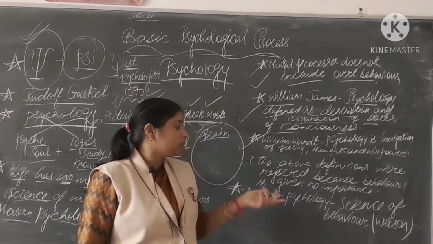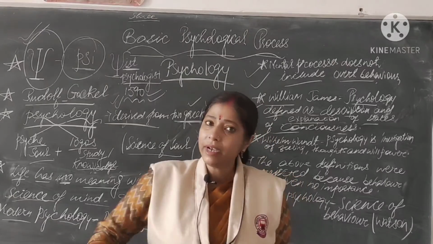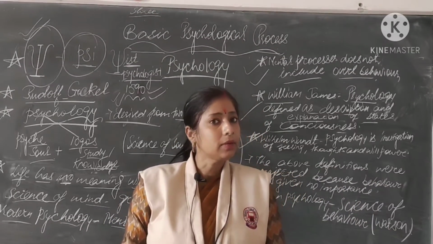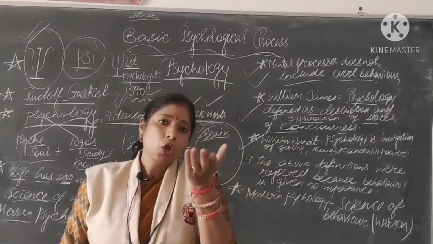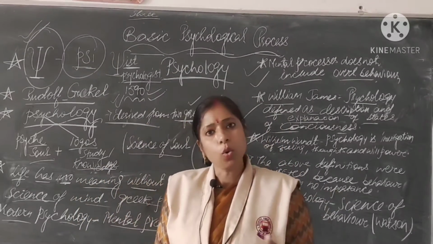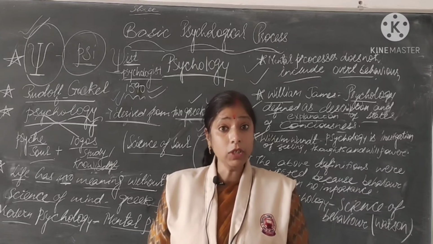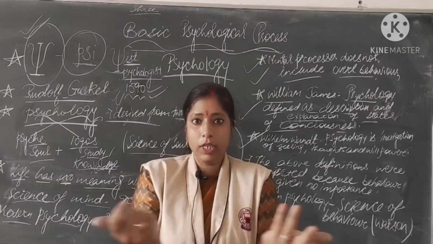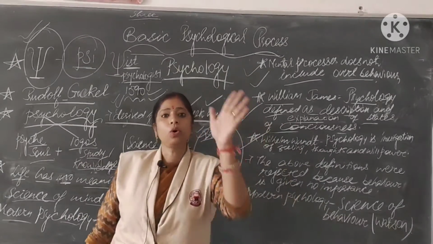Then modern psychology, the science of behavior, by Watson. But that definition was also rejected. Why? Because over here only human beings were taken. What about animals? Animals were also behaving on their part. So at that time his definition was also rejected.